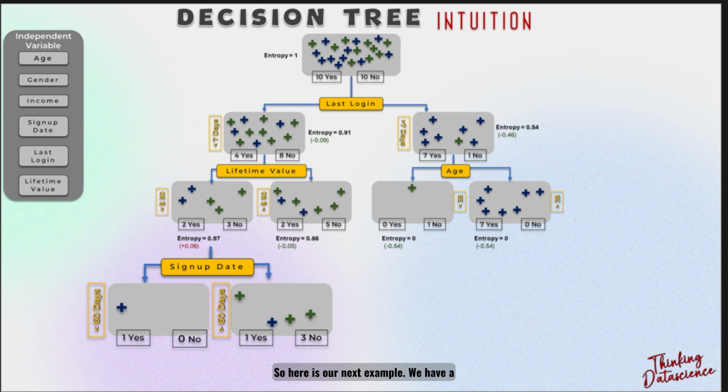So here is our next example. We have a decision tree that predicts the churn of 20 subscribers. We split the tree based on the last login and move towards the right side. On the right side, we further split based on age. We then split based on lifetime value and sign up date on the left side. The purpose is to create rules that can divide our dependent variable into groups using independent variables. This process is iterative and we aim to achieve successful segmentation based on the class of the variable.